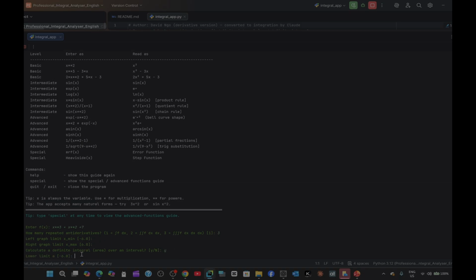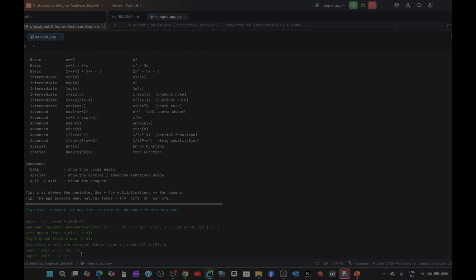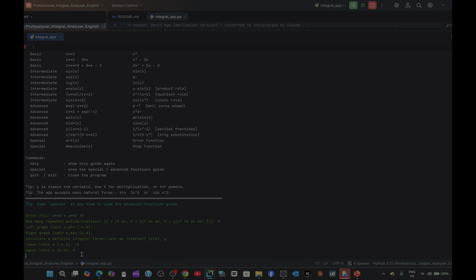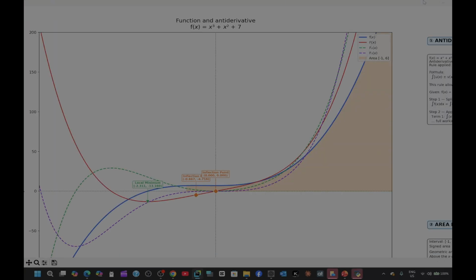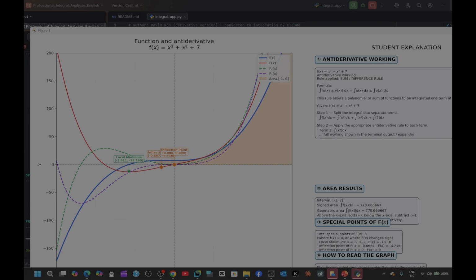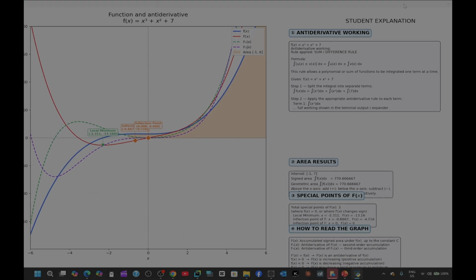I want to start from x equals minus 1, for example, to x equals 7, for example. Put it in and it gives the result in no time. The graph takes 0.276 seconds. This is the area here, and the working is what I explained to you. It asks if I want to save the file. No, I don't want to save it, because you can save it if you want to. This is the end result here. Okay, you see that?